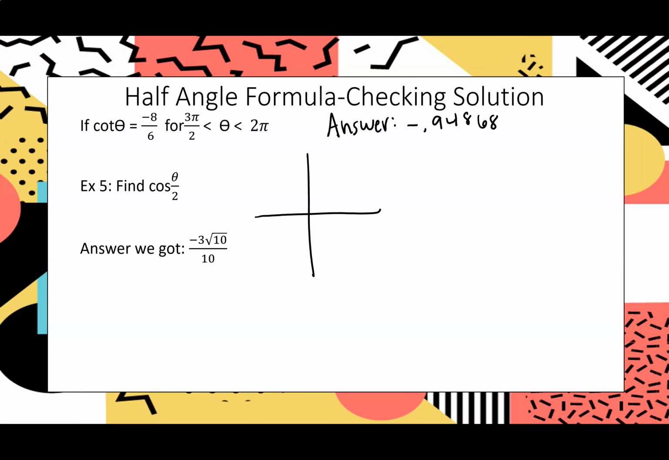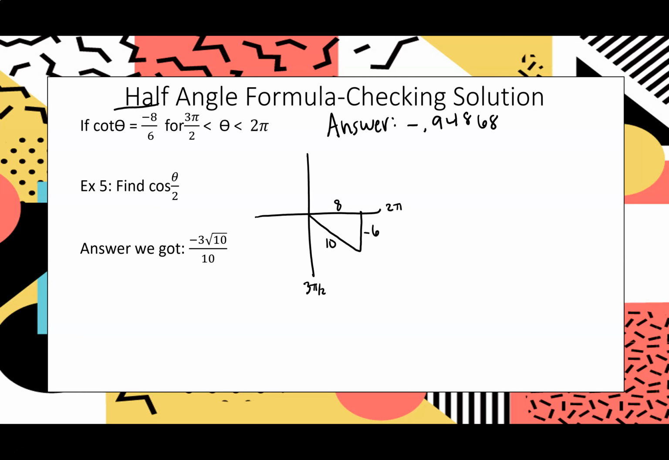All right, let's draw this picture. Okay, we're between 3 pi over 2 and 2 pi. So we've got our triangle here. Remember, this is cotangent, which is adjacent over opposite, and so that gave us our adjacent being 8, our opposite being 6. The negative was here, and we found this to be 10.